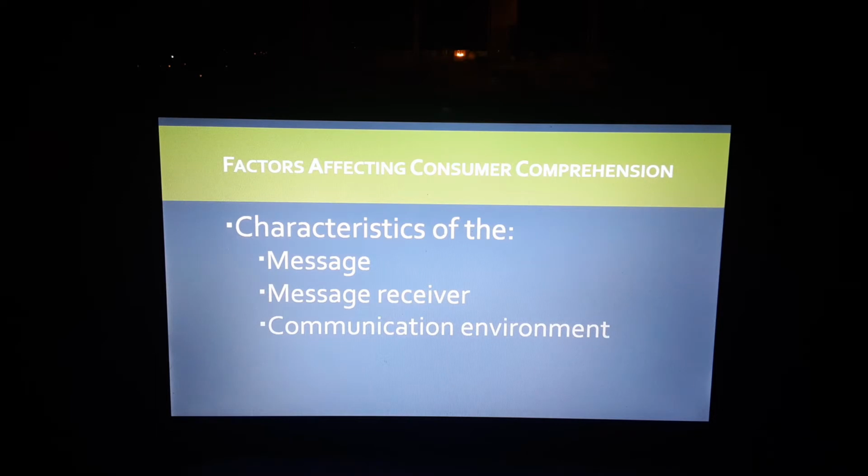So different factors impact consumer comprehension. The message itself, how we respond to it, the words that are used, the typeface that's used, that kind of thing, the images with it, the message receiver, and where we're receiving the information. So is it through a billboard? Is it from a friend? Is it in a magazine we trust, that kind of thing.